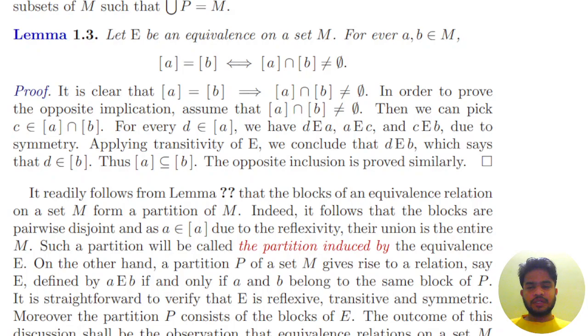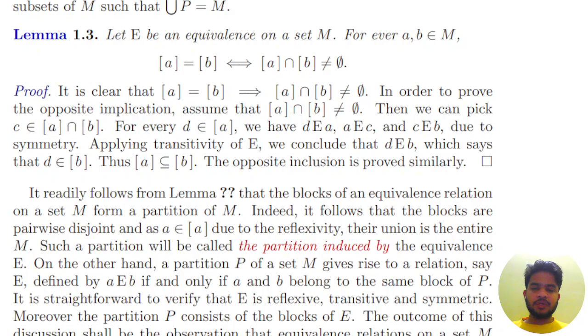It readily follows from the lemma that the blocks of an equivalence relation on a set M form a partition of M. Indeed, it follows that the blocks are pairwise distinct, and as A belongs to A due to reflexivity, their union is the entire M. Such a partition will be called the partition induced by the equivalence E.